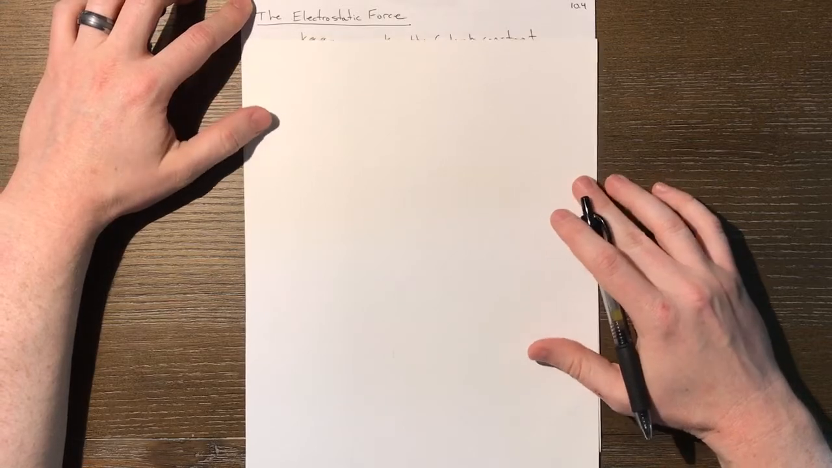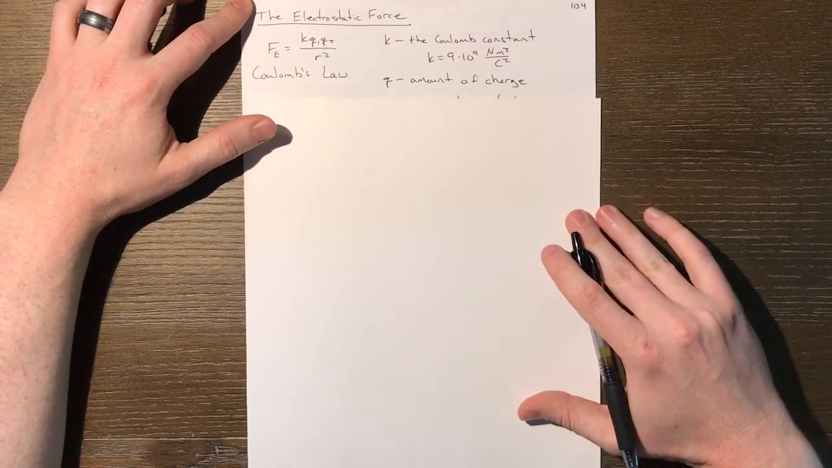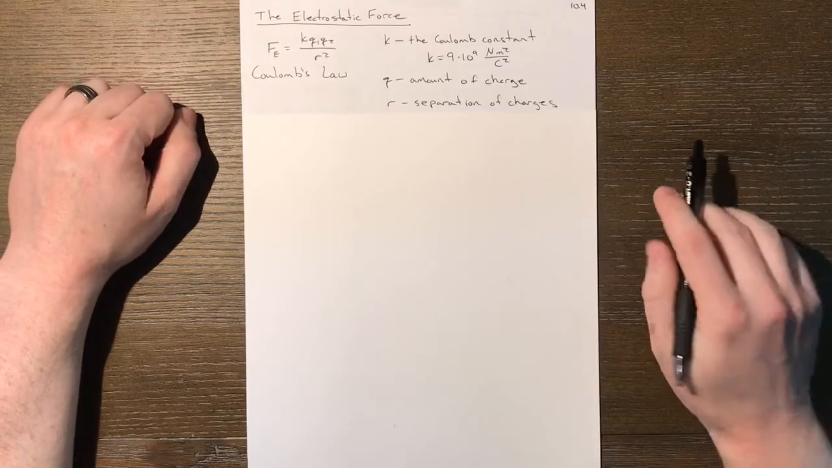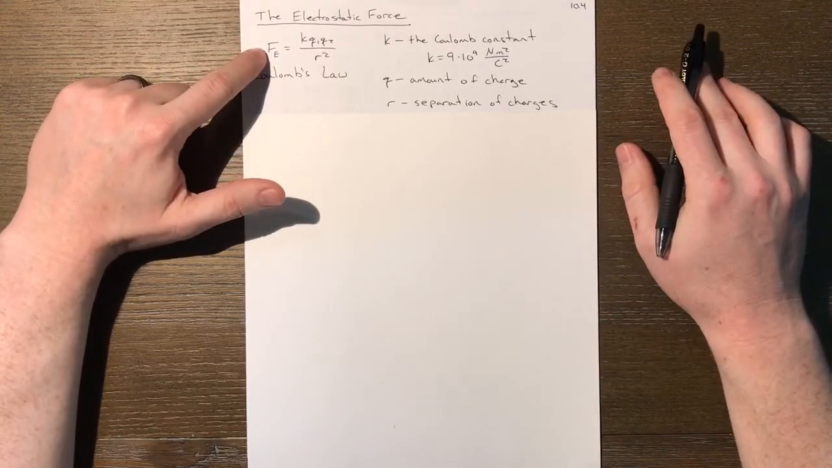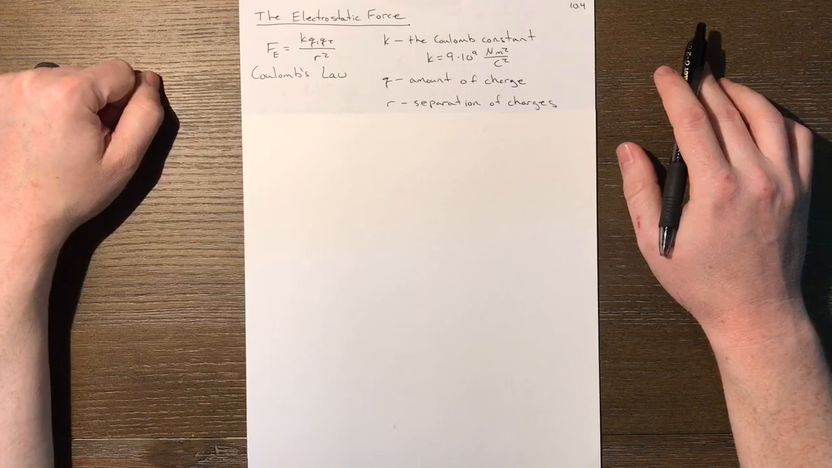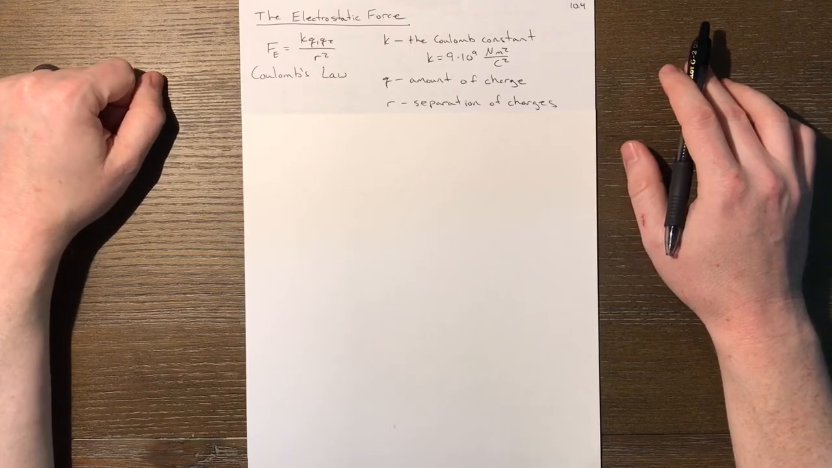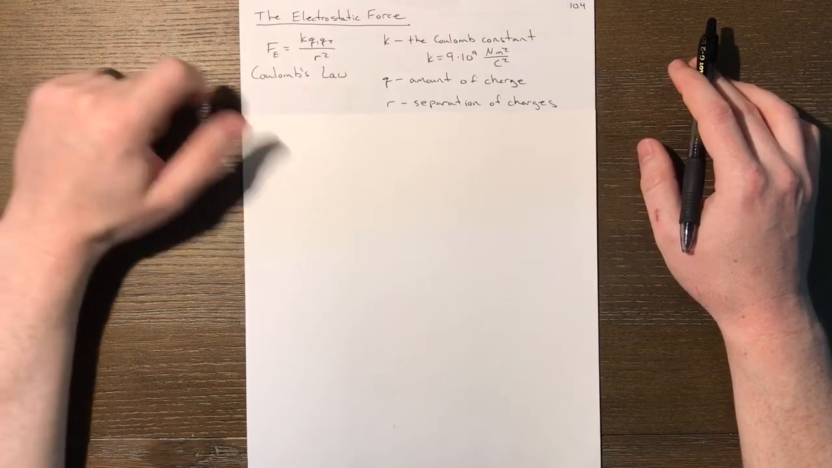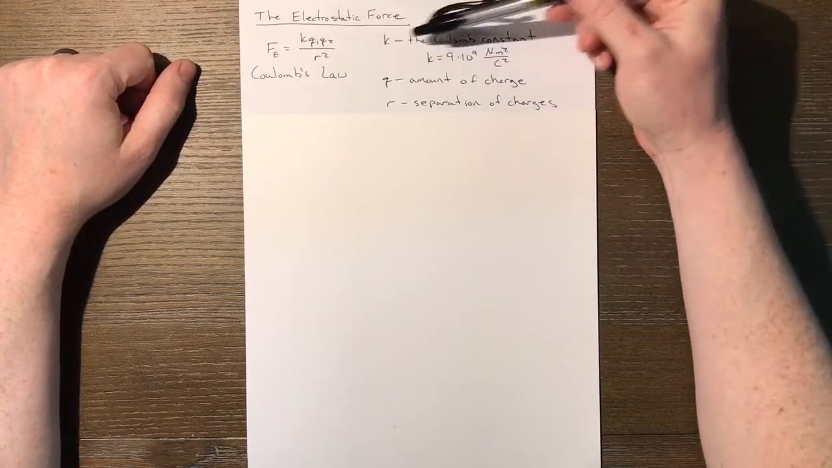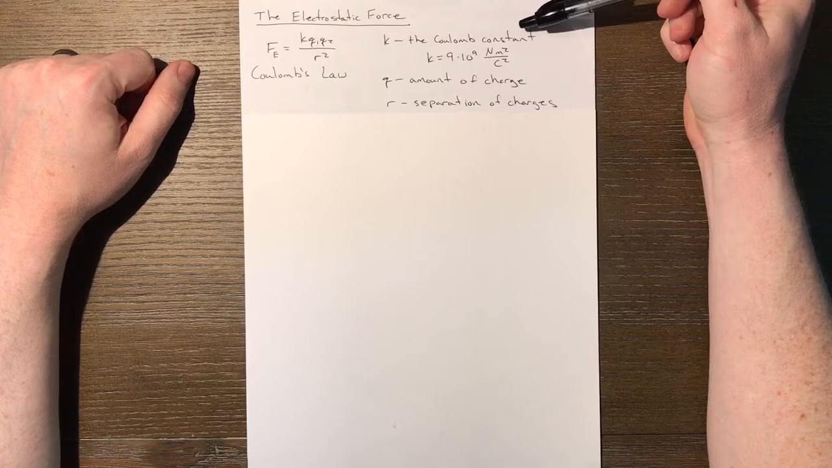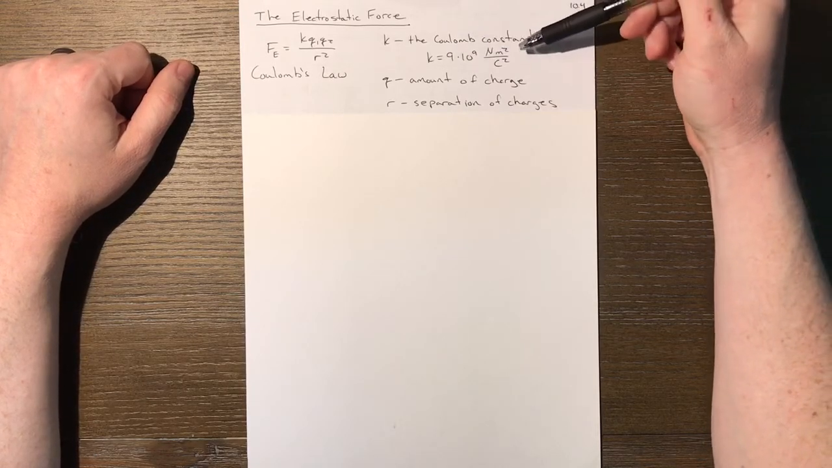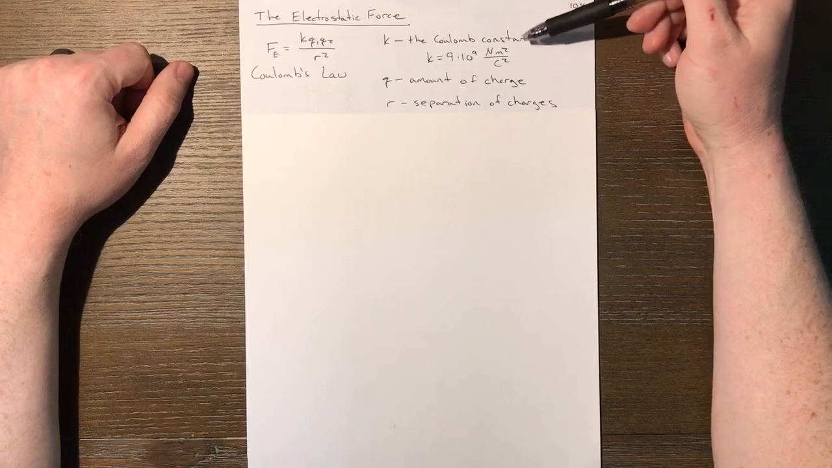in nature. So the electrostatic force is described by Coulomb's law, which is that the force is equal to K Q1 Q2 over R squared. K is a constant, Q's are the charges, and R is the separation. So K is the Coulomb constant, to be specific. Its amount is 9 times 10 to the ninth. Units are Newton meters squared per Coulomb squared.